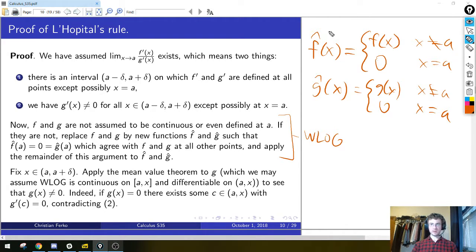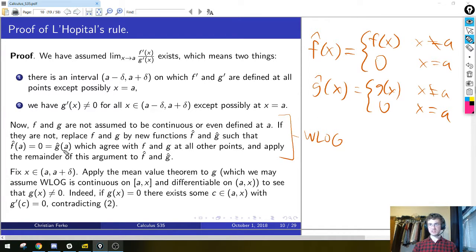Now, we could run the remainder of this argument, the proof in the next 2 slides, on f hat and g hat instead of on f and g, if we wanted. So the claim is that if these are discontinuous at a, just replace them by f hat and g hat, run the remainder of the argument on f hat and g hat, and that will give you the same answer.